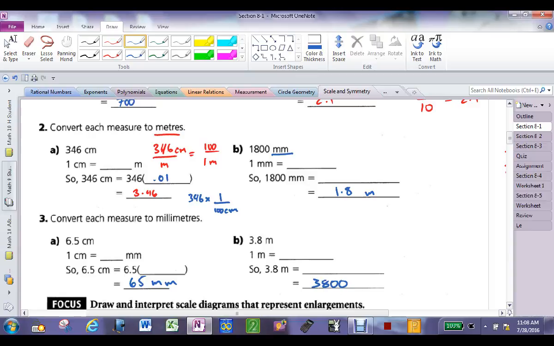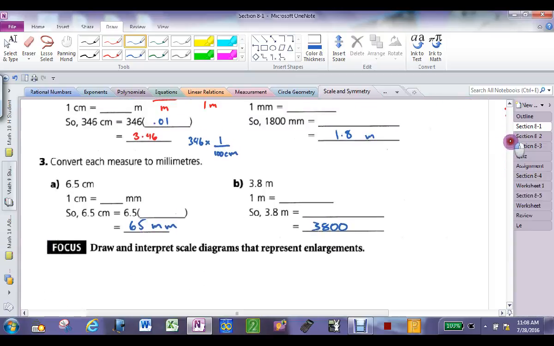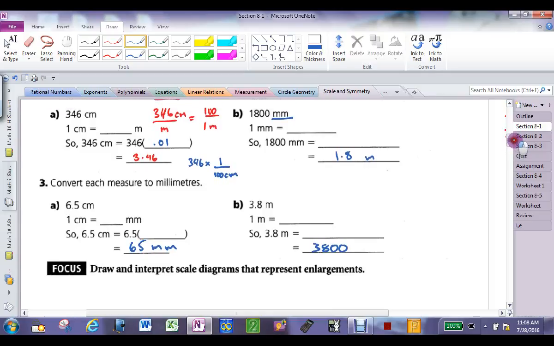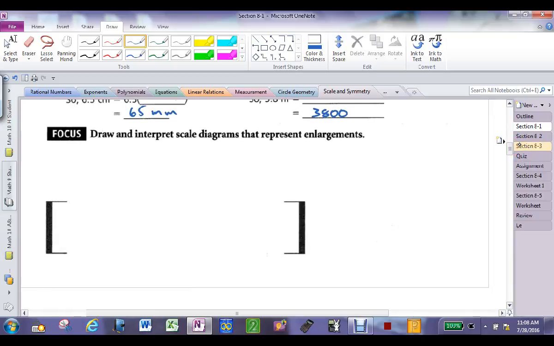Okay? Everybody good with conversions? It's just moving the decimal place, however way you want to do it. Is everybody good? Okay. Now, we move on to an actual real-life use of this.